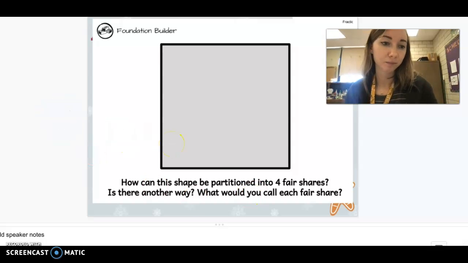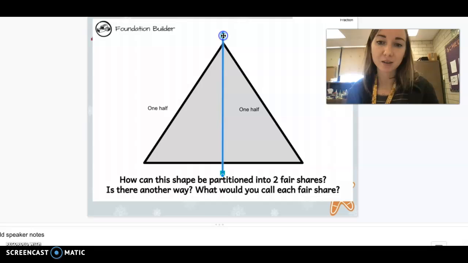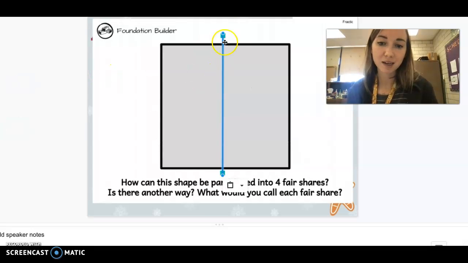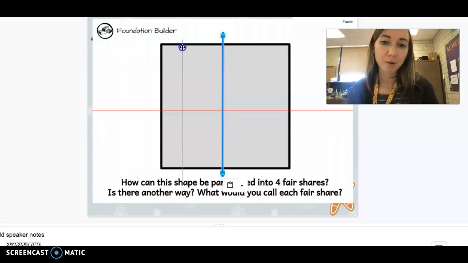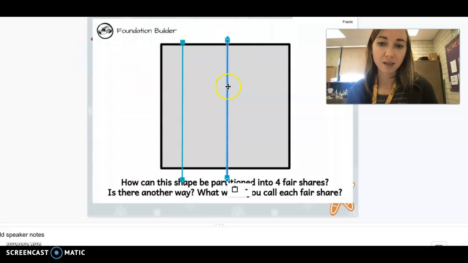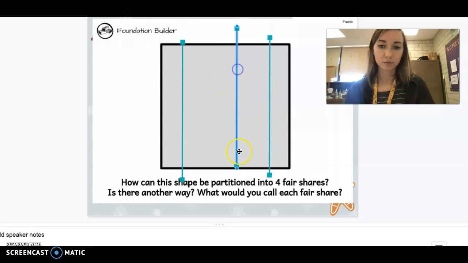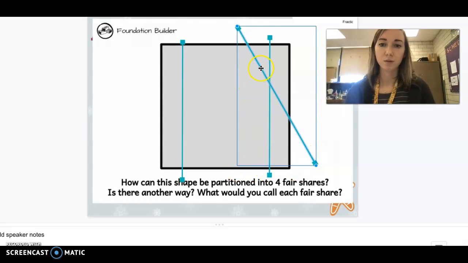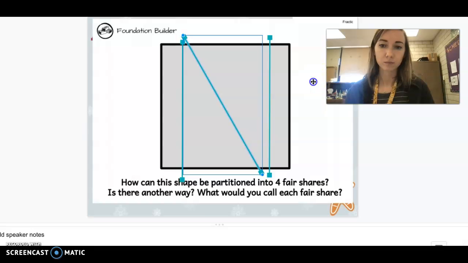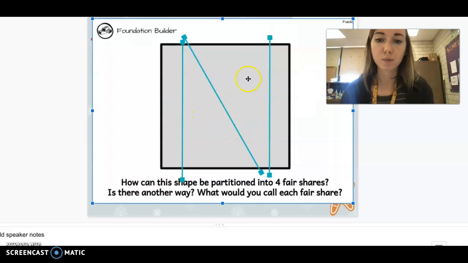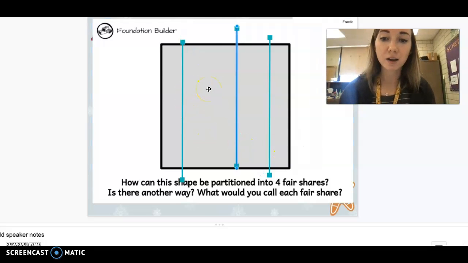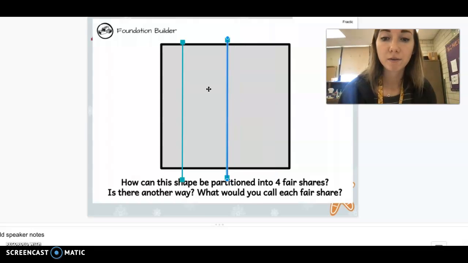So here, I'm actually going to go back and copy my little line so I can use that same line here. Well, let's think. If I put it here, and then if I do this, and this. Ooh. So I have 1 part, 2 part, 3 part, 4 part, but are these parts equal? Are these fair shares? They are not fair shares. So I need to figure out a way to create 4 fair shares here.